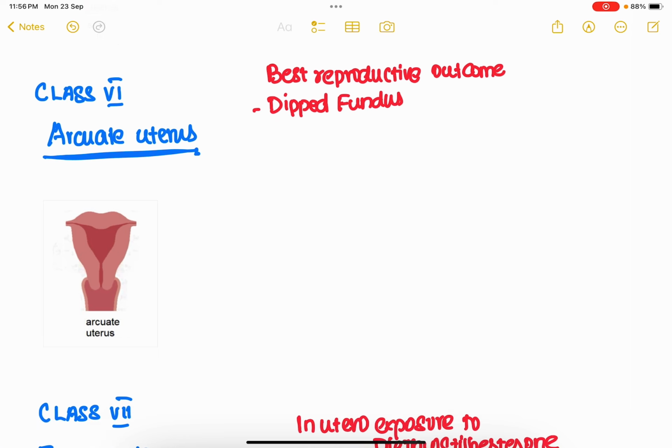Now let's discuss class 6. Class 6 is termed arcuate uterus. In arcuate uterus, the best reproductive outcome is seen. Previously we discussed that the second best reproductive outcome is from the uterine didelphys, where two separate uteri are present. But the very best reproductive outcome is from the arcuate uterus. So arcuate uterus has the best reproductive outcome, followed by didelphys.